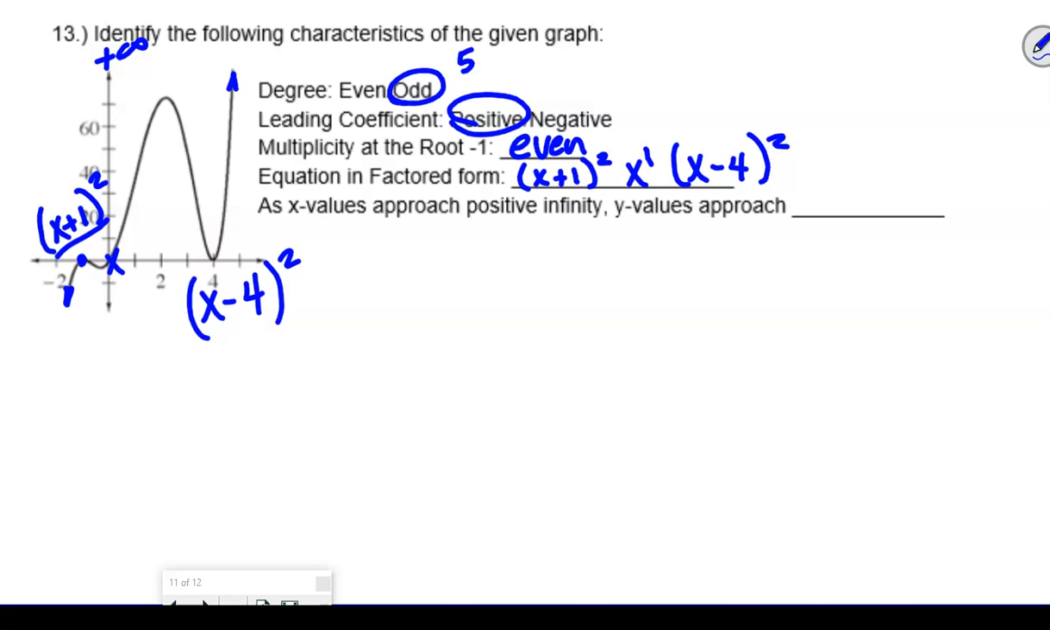Then it says, as the x values approach infinity. So as I'm headed this way on the x-axis, y'all, where are my y values headed? This is y values, right? So isn't this also headed towards infinity? It is indeed. So it's positive infinity. You could put plus infinity or just infinity.